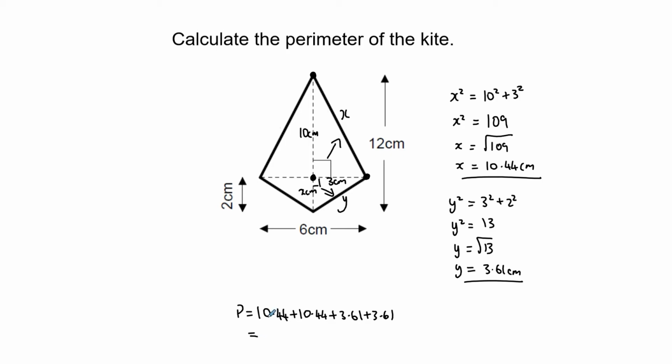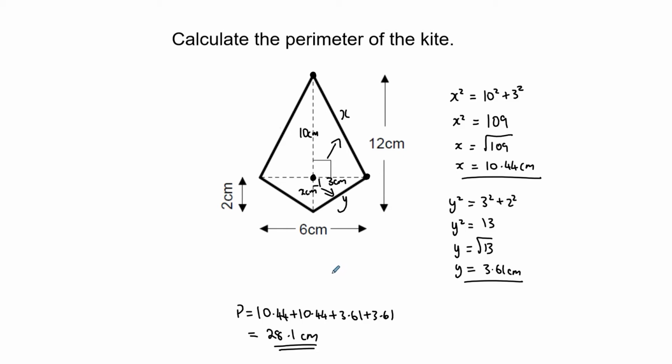So let's type that into the calculator. 10.44 plus 10.44 plus 3.61 plus 3.61. And it should give you 28.1 altogether centimeters for the perimeter, which is your final answer.